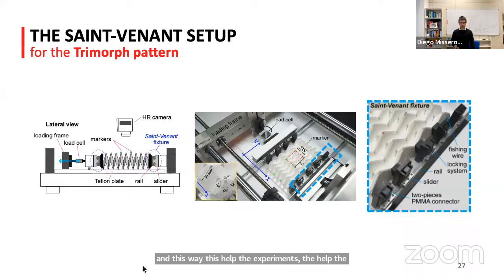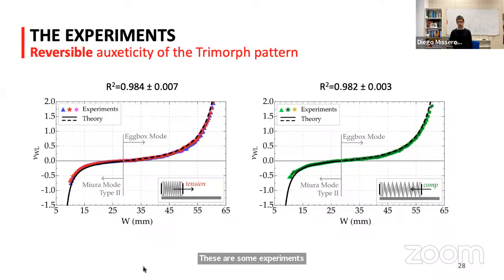These are some experiments on the triamorph pattern. As you can see here, we have the theory in black. And here we have 3 different experiments that we perform on the tessellation. And you can see here, we are performing tensile experiments, so it means that we are starting from a folded configuration and we unfold the system. And here we are starting from an unfolded configuration and we are folding the system. But as you can see, both experiments are confirming the theoretical prediction.